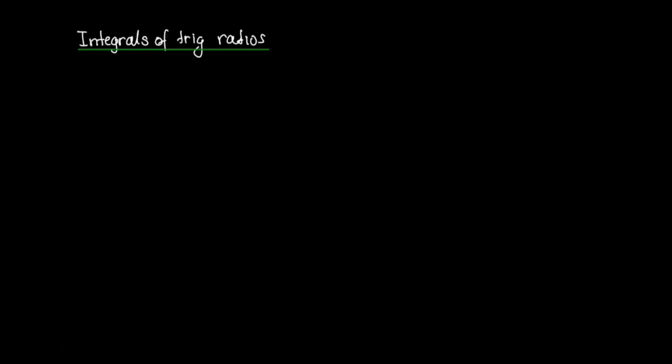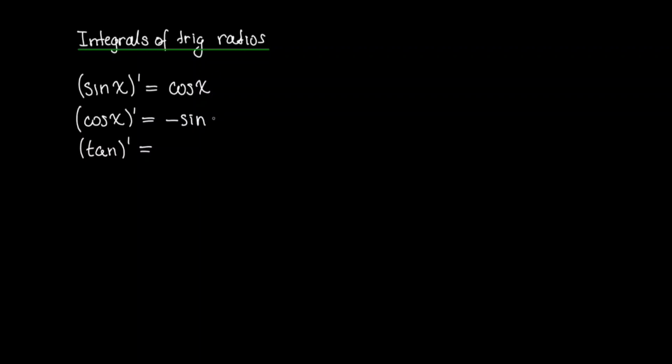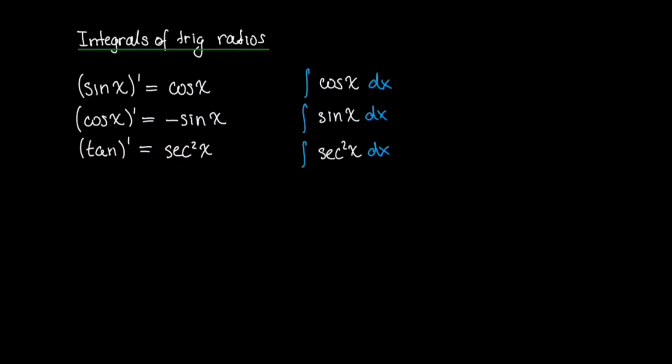From part 10 of this series, when exploring derivatives, we know the following three things. We know these three basic derivatives. The derivative of the sine function is going to be cosine. The derivative of the cosine is going to be the negative sine. And finally, the derivative of the tangent is going to be secant squared.